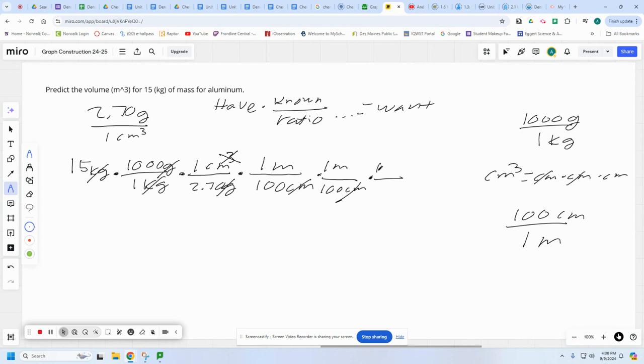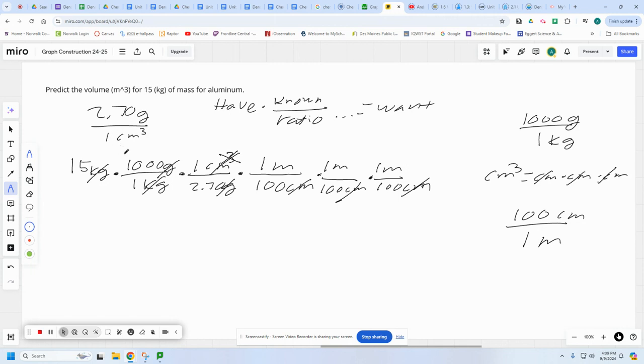So now if I complete one more ratio, I will have finally canceled out the very last centimeter. And now if you do the math, the units would be meters times meters times meters, which is meters cubed. So that's our Q. That's the units we want. Now we need to execute the math.